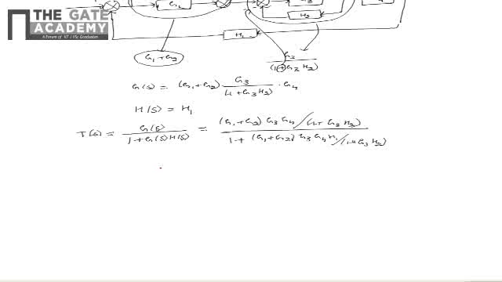And upon simplifying this, we see that the overall transfer function can be written as T of S is equal to G1 plus G2 multiplied by G3 G4, and this is as a whole divided by 1 plus G3H2 plus G1 plus G2 multiplied by G3 G4 H1, and this is the transfer function of the overall control system. Hence the correct option which represents the overall transfer function of the given block diagram is D.